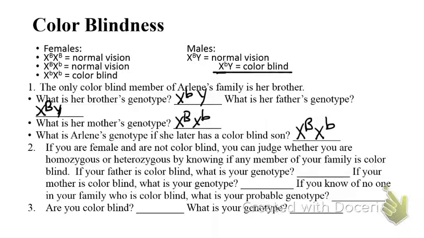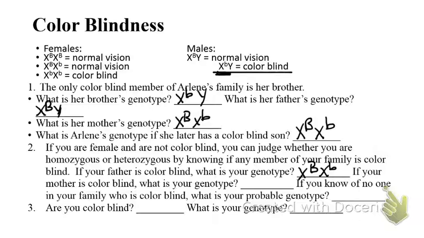If you are female and are not colorblind, you can judge whether you are homozygous or heterozygous by knowing if any member of your family is colorblind. If your father is colorblind, what is your genotype? Okay, so you're female and your father is colorblind, which means the only X he could give you would be the little b. And you're not colorblind, so that means that you have a big B, but you had to get a little b from your dad.